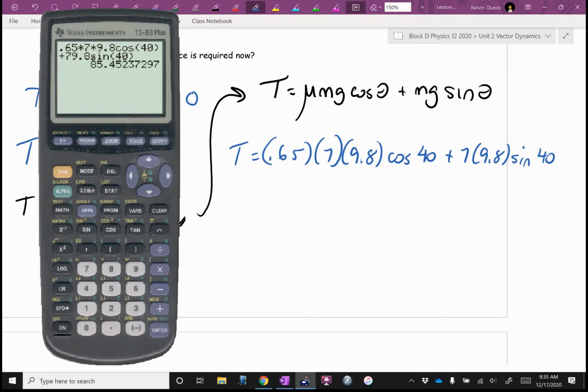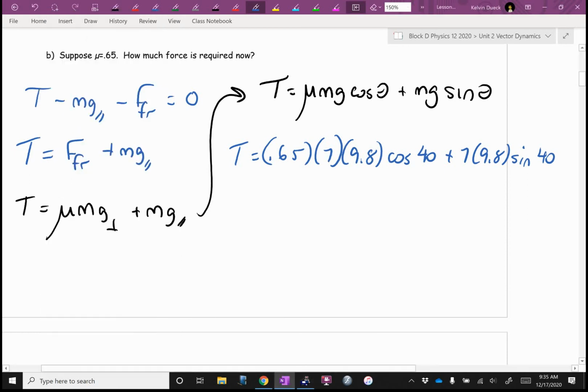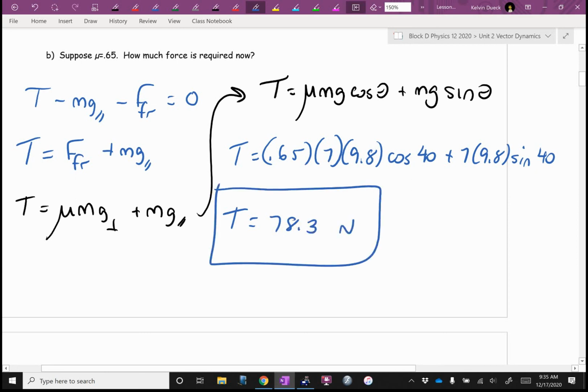Do you get 85.45 to 85.5? Or am I wrong? Yep, I'm wrong. Because I forgot to put a times sign between the 7 and the 9.8. Mr. Dewick, you just told us to look carefully, and I didn't do that. 78.3? Yeah, that's better. So adding intention, did that make the question tougher? Longer. I have a hard time saying tougher. Longer. A little more meticulous.